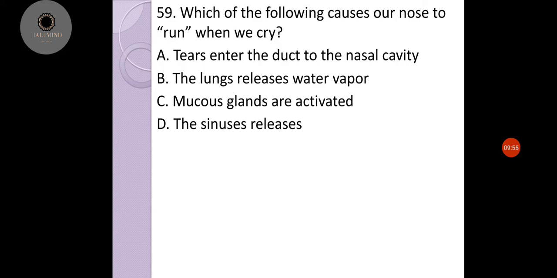Hindi ibig sabihin nun na tumatakbo yung ilong natin. Ibig sabihin nun that when we cry, mayroon ding sipon na lumalabas sa ating ilong. Why? It's because our tears enter the duct to the nasal cavity. So, if you observe, yung mga sipon natin while we cry is clear. Okay? Kaya clear siya, it's because it's basically tears from our eyes na pumasok doon sa nasal cavity natin. So, it's not really a sipon, but it's tears. Okay? Kaya, feeling natin sinisipon tayo kapag umiiyak. So, our answer is letter A.